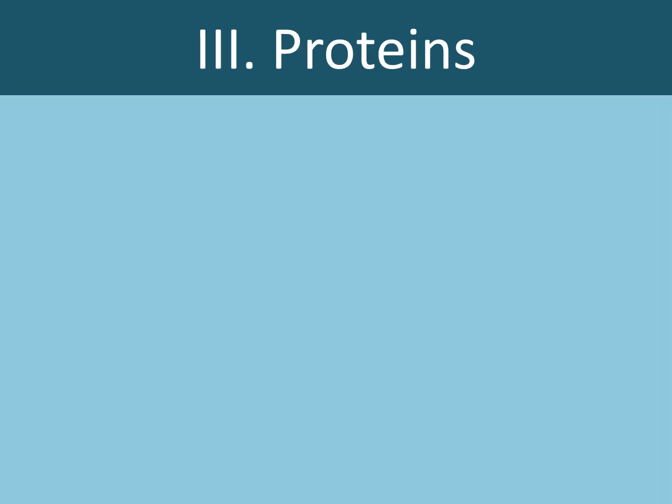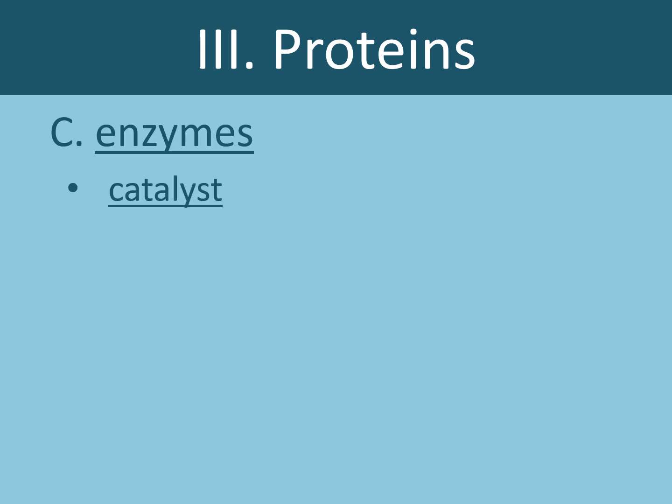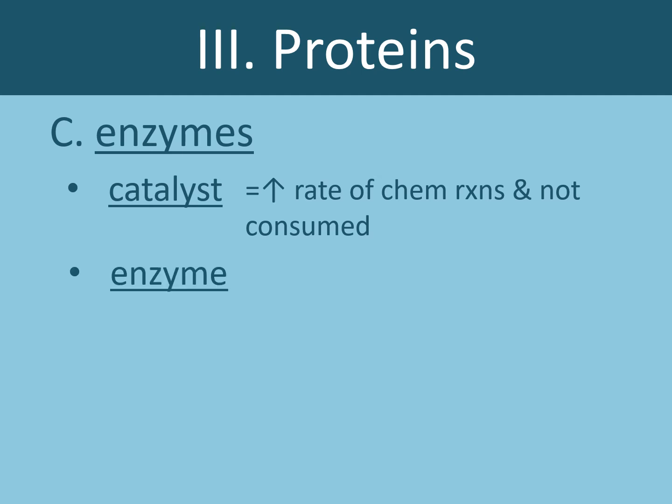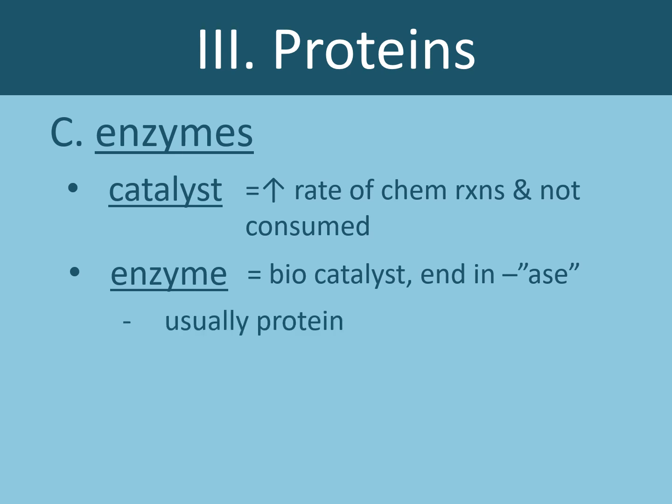One of the most important functions of proteins is to act as enzymes. Enzymes are catalysts. A catalyst increases the rate of a chemical reaction and is not consumed, it's not used up in the chemical reaction. Enzymes are biological catalysts. Usually the name of an enzyme will end in ASE. Enzymes are usually proteins, but sometimes RNA can act as an enzyme.